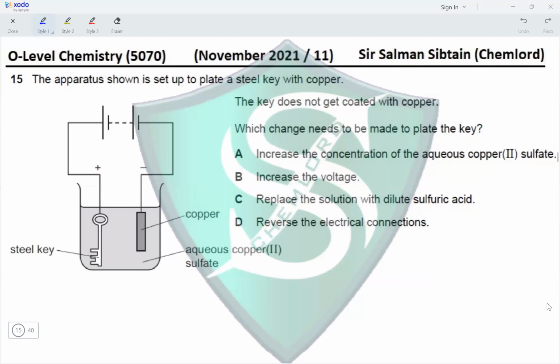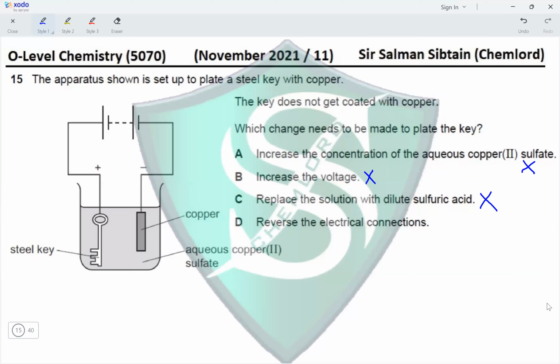So let's see. Which change needs to be made to plate the key? Increase the concentration of aqueous copper sulfate? No, the copper sulfate is not being used in the proper way. We do not need to change its concentration. Increasing the voltage? Same thing. We do not need to change the voltage. Right now, the positions of the electrodes are incorrect. Replace the solution with dilute sulfuric acid? Then copper will not be deposited in that case.